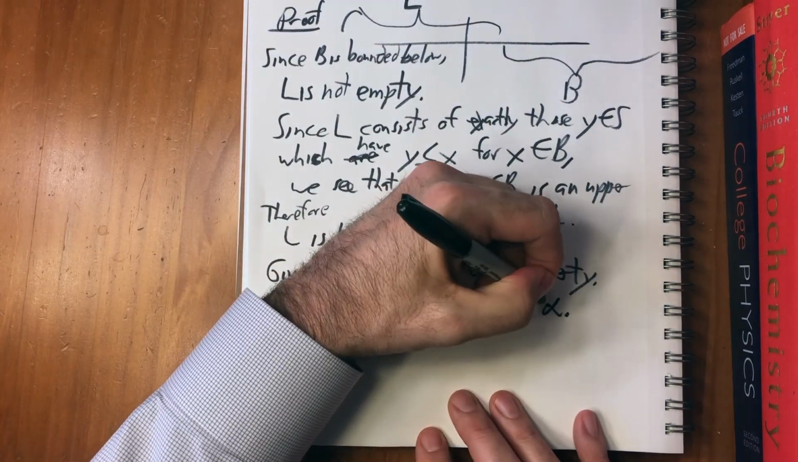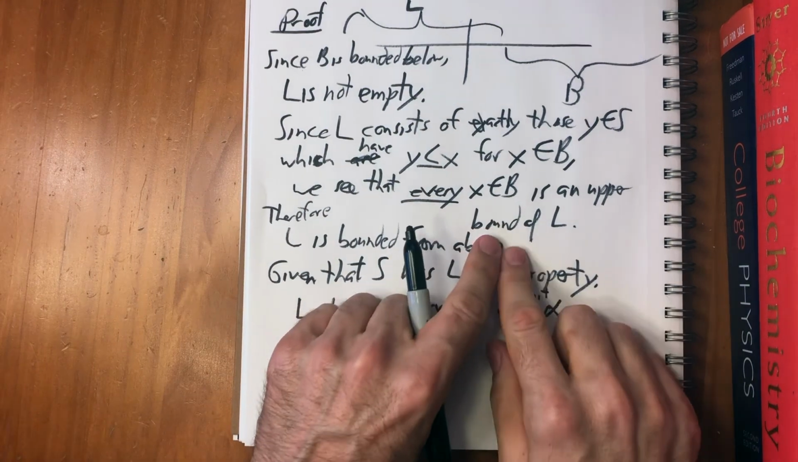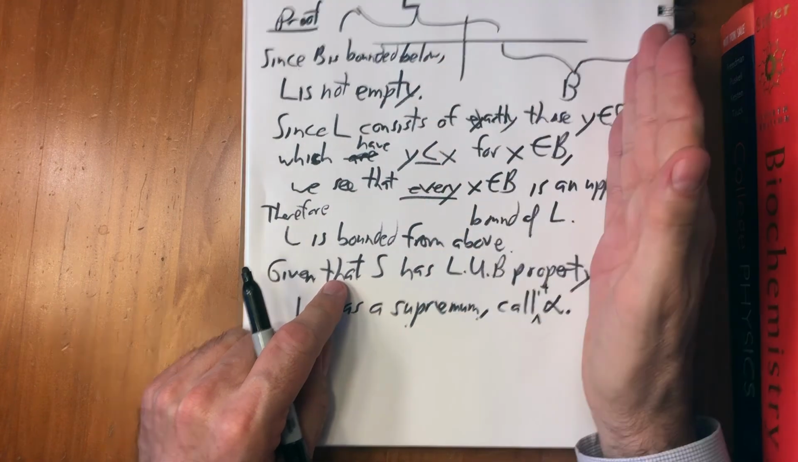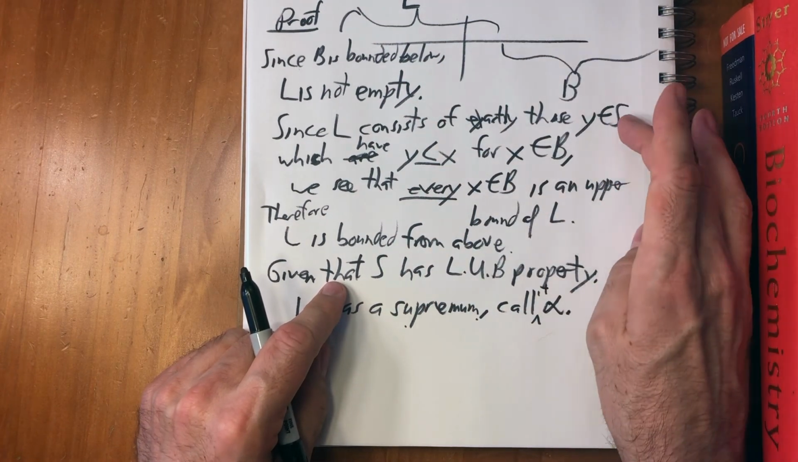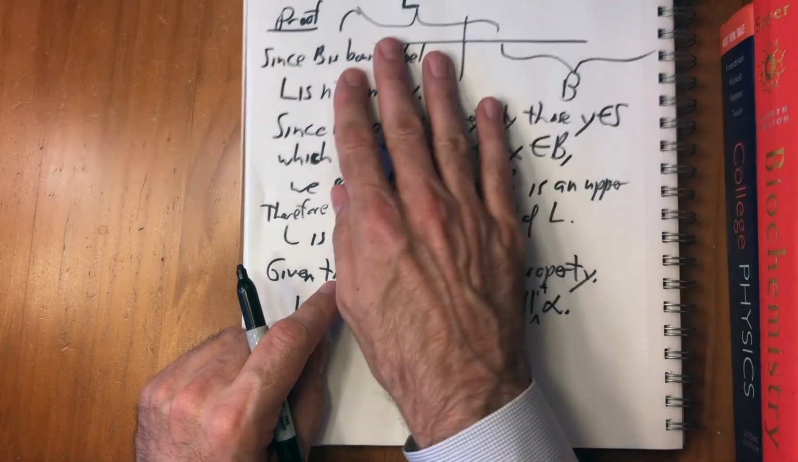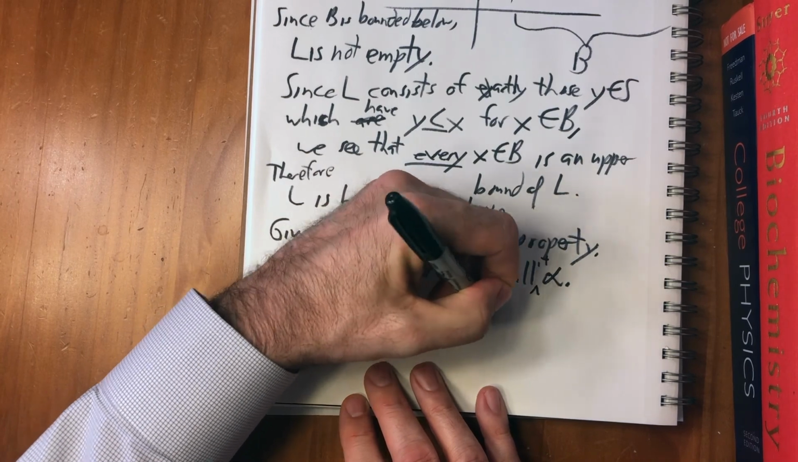Call it alpha. Okay? So same thing as before. We established that L is bounded from above. The fact that we're stating that S has the least upper bound property means that L must have a supremum. So again, we're just saying that alpha equals the supremum of L.